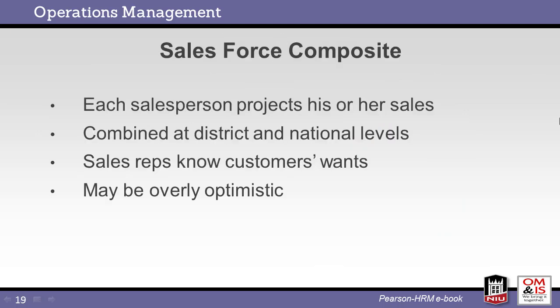The Salesforce Composite Qualitative Method collects sales estimates from each salesperson, which are combined to get an aggregate forecast. The salespeople are closest to customer need, but may not provide accurate estimates, as some are optimistic, while others are concerned with easily achieving sales quotas.